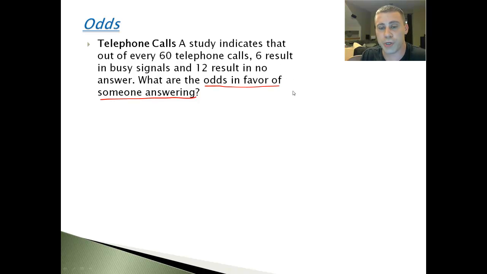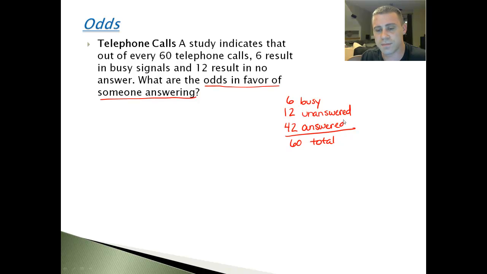Okay, what do we know? We know that 6 calls result in busy signals. We know that 12 go unanswered. And we know there are 60 total. So what are the number of calls that do get answered? Well, if you take the total, which is 60, and you subtract 12 and 6 from it, that's going to leave you with 42 that we're going to assume are answered. So we've got 42 answered calls.